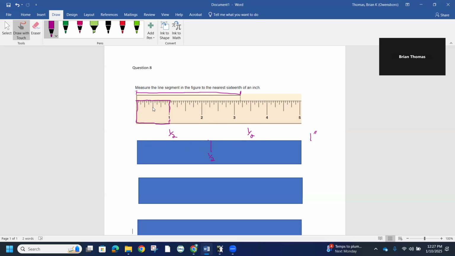So notice how this would be a half inch, this would be a half inch, this would be a half inch, this would be a half inch, this would be a half inch. Those longer lengths are what we call the half-inch marks.